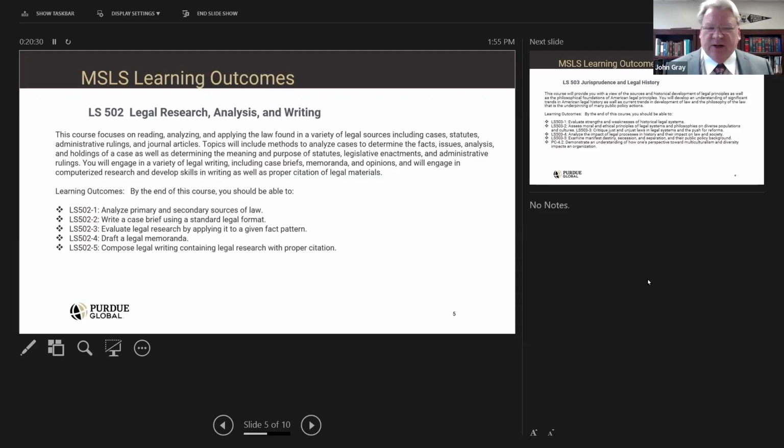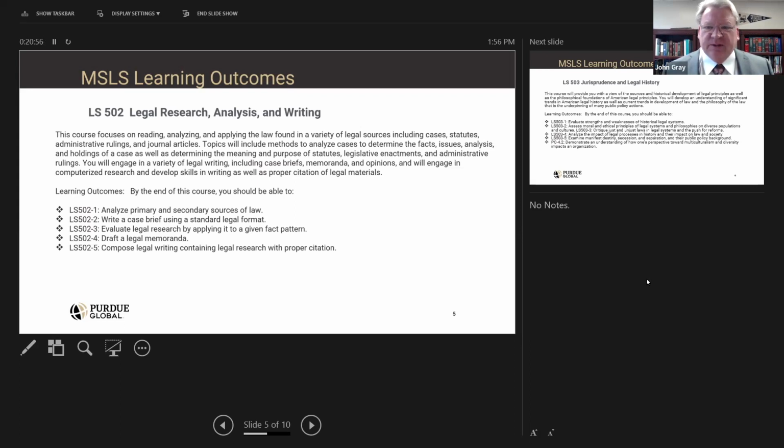Let's take a look now at LS502, legal research, analysis, and writing. In the legal field, whether you're a paralegal, whether you work for a government organization, a private practice law firm, or a corporate legal department, or whatever you choose to do, research and writing are critical areas. We're not in the mathematics business here. We're not downing mathematics, but there's basically no math in law school coursework. And so we are about the written word.